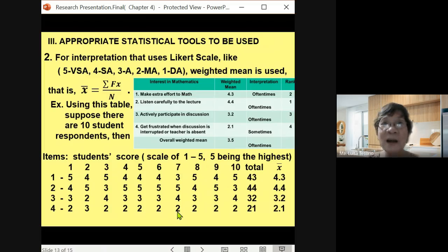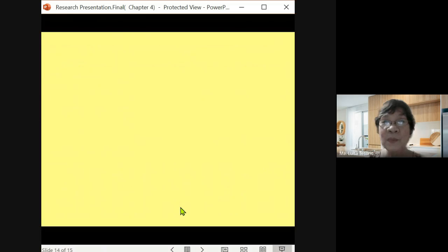Is it very clear now? So expect that the next slide, if there is none, then you can do it. You have to do your own activity, your own example, have a taste on how the weighted mean is obtained, so that when you are already in your actual research, in your actual presentation of data in your research, then it would be very easy for you. Any question?